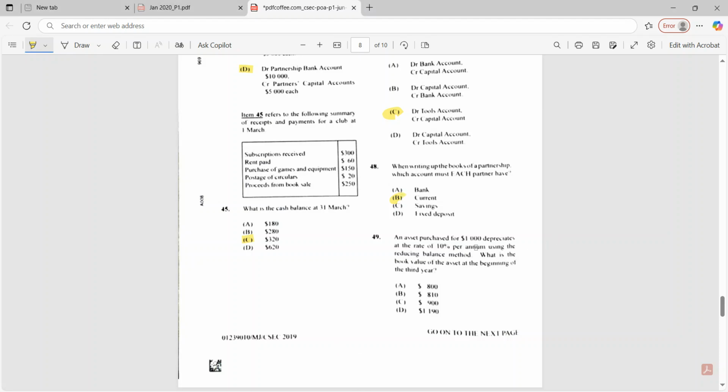49. An asset purchased for $1,000 depreciates at the rate of 10% per year using the reducing balance method. What is the book value of the asset at the beginning of the third year? So therefore, 2 years have passed already. So we're going to find the depreciation that would have been gathered on it so far. 1,000 multiplied by 10% is 100. So if 2 years have passed, we know that $200 of depreciation have already gone on the asset. So the book value of the asset for the beginning of the third year would have been $800.